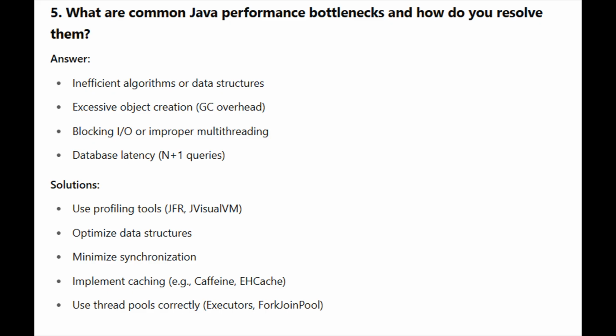Solutions: use profiling tools, JFR, VisualVM. Optimize data structures. Minimize synchronization. Implement caching, e.g. Caffeine cache. Use thread pools correctly: executors, ForkJoinPool.